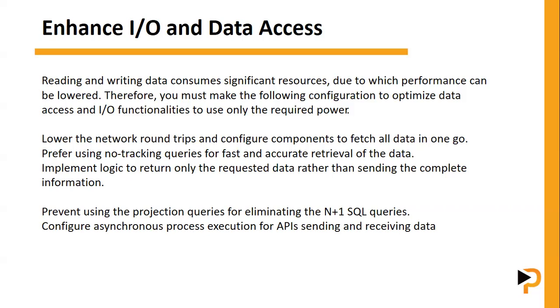Reading and writing the data consumes significant resources, due to which the performance can be lowered. Therefore, you must make the following configurations to optimize and access the IO functionalities and to use only the required power. Now, there are some scenarios, some configurations they have mentioned. Okay, lower the network round trips and configure components to fetch all data in one go.